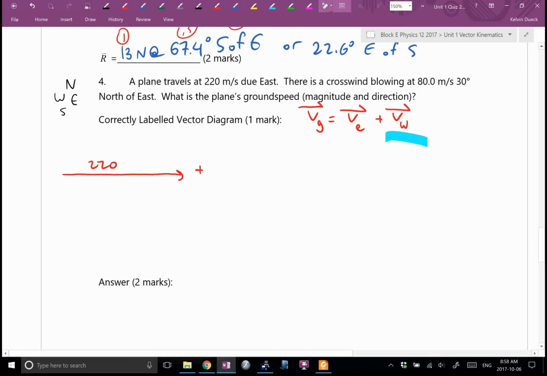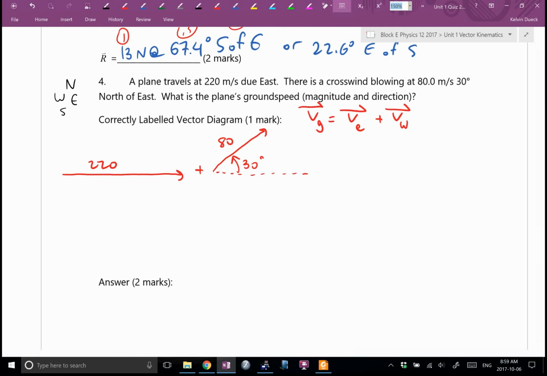All right, back here. 80 meters per second at 30 degrees north of east. North of what? East. I'm going to draw east first. What of east? North. 30 degrees north of east. This line is going to be 80.